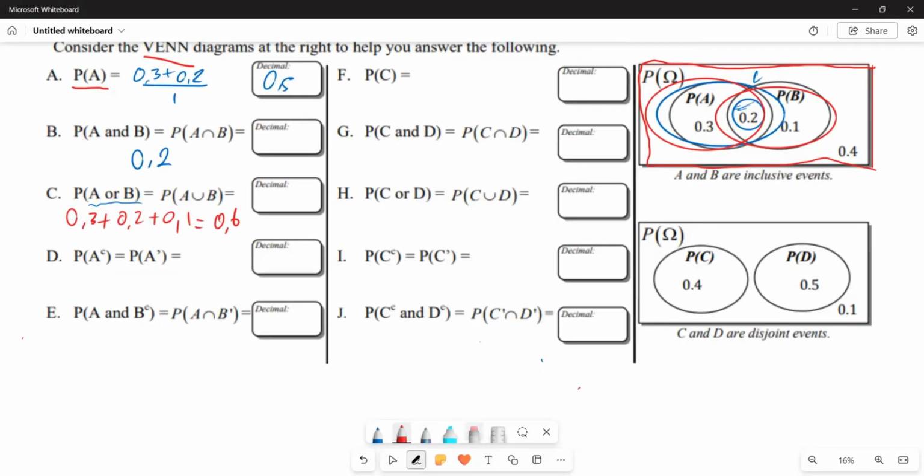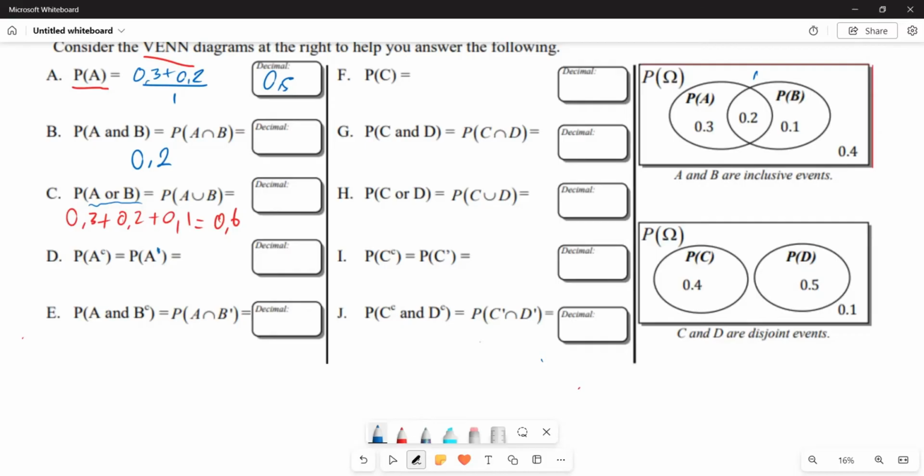Now, however, let me just erase here so that you can see what we are required to do. In this one, they say what is the probability of A naught. Remember, I said this thing means A naught, right? This is going to be the probability of A naught. And when we are saying probability of A naught, we are saying everything except A, right?